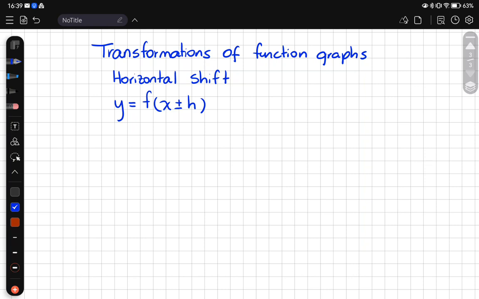Hi guys, welcome to another video, and in this video you will be learning about transformations of function graphs. In this video we'll be seeing something about horizontal shift.